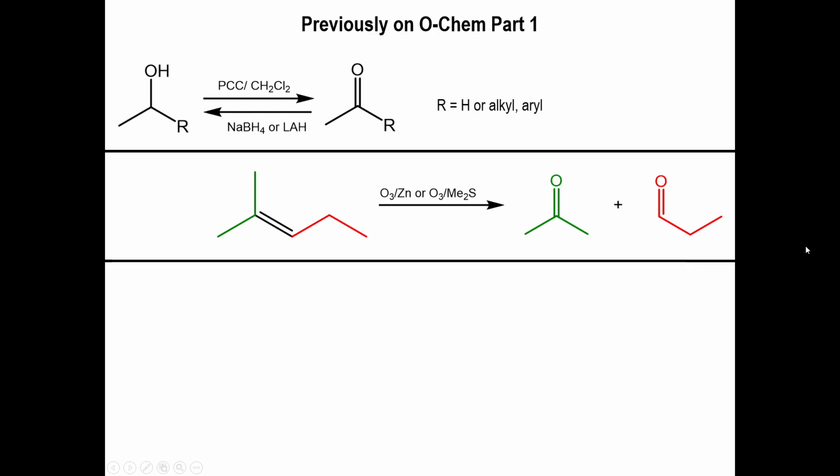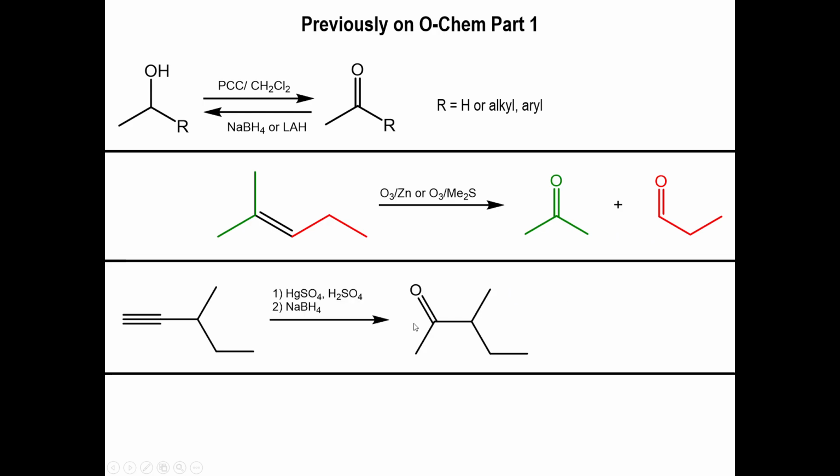After that, another reaction that allows you to prepare ketones and aldehydes is ozonolysis of alkenes. In particular, you do need to use zinc or dimethyl sulfide to complete the reaction. But in essence, all you're doing is breaking apart the carbon-carbon double bond and replacing that double bond with a carbon-oxygen double bond for the two smaller fragments.